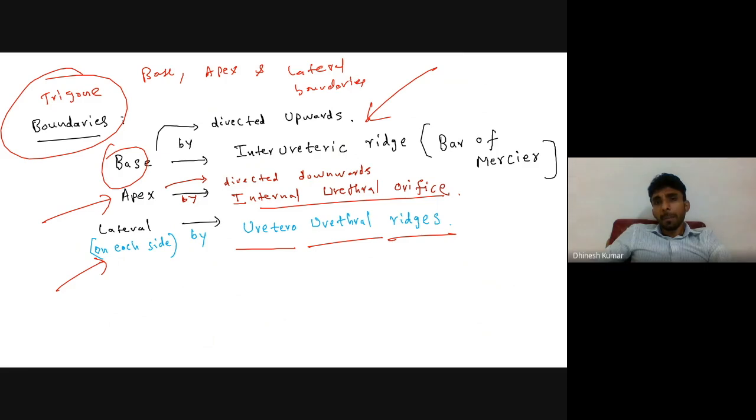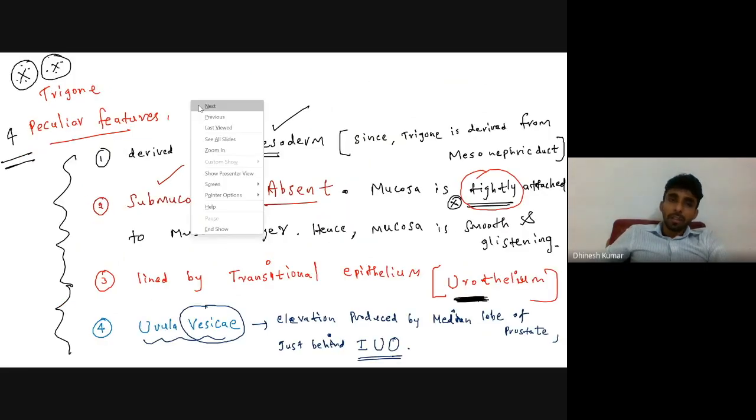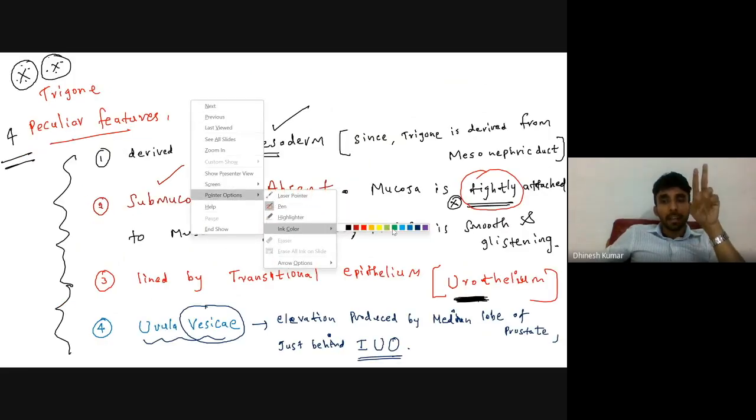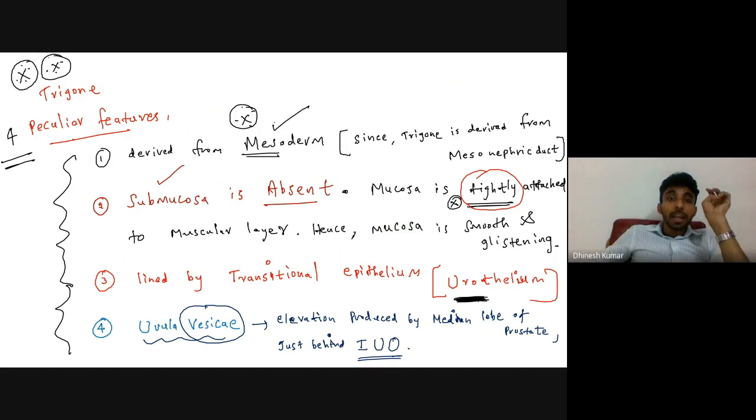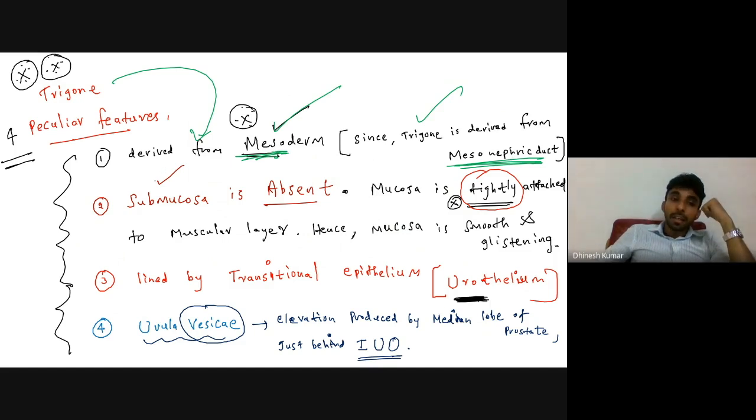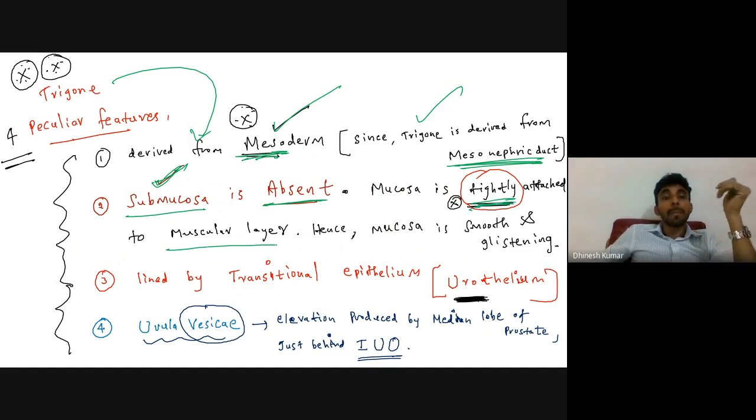When you talk about the peculiar features of trigone, see this slide. At least try to remember two things. The trigone of the urinary bladder is derived from mesoderm, because trigone is derived from one embryonic structure called mesonephric duct, which is mesodermal in origin. And at the level of trigone, submucosal layer is absent, so that mucosa is tightly or firmly attached to the muscular layer.